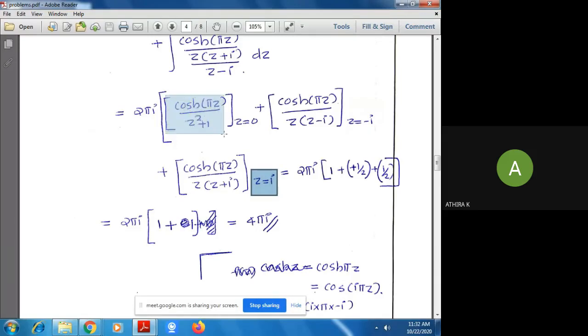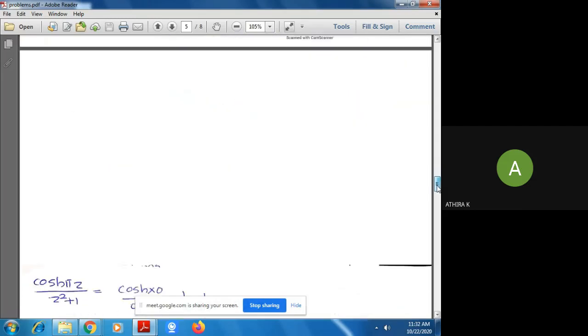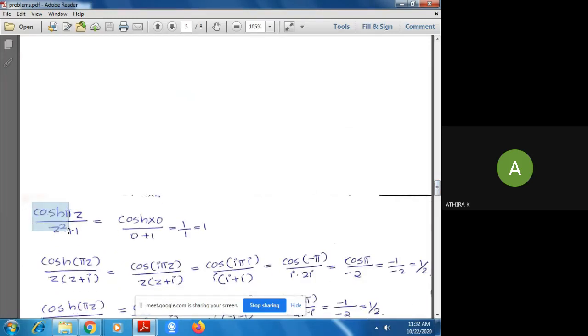So first take the value of cosh(πz) divided by z squared plus 1 at z is equal to 0. That is cosh(πz) divided by z squared plus 1. Here our singularity is z is equal to 0. So substitute z is equal to 0 in our equation. So cosh(0) divided by 0 plus 1. That is cosh 0 means cos 0 equal to 1 and 0 plus 1 equal to 1. This is equal to 1 by 1 equal to 1.